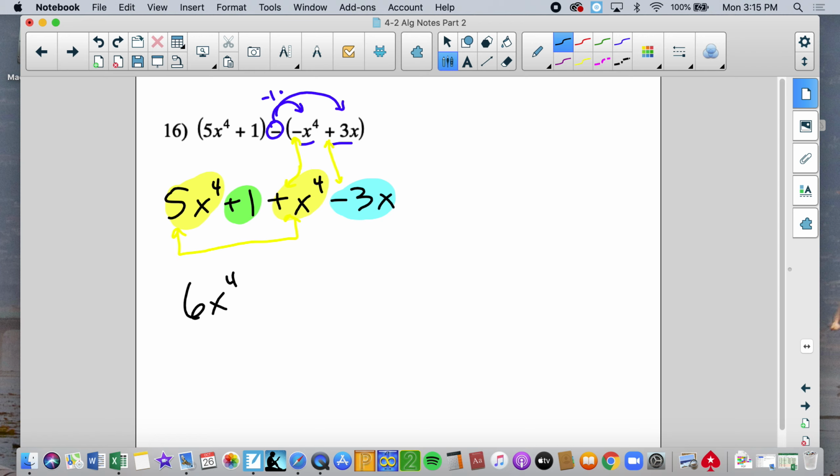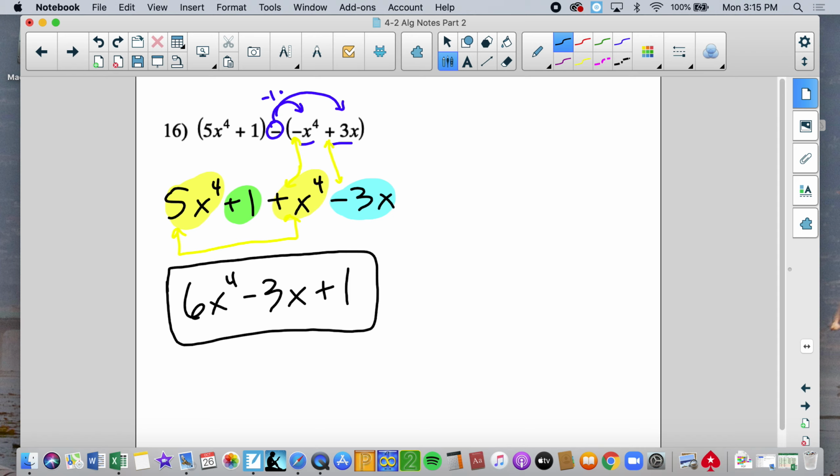And now we want it in standard form. So I'm going to do the other variable and then my constant. My constant is always going to come last. And notice we have x to the fourth and x to the first. So x to the fourth is always going to come before x to the first. And these are not like terms because it's to the fourth and to the first. So we can't simplify this any further. We would keep this as our answer.